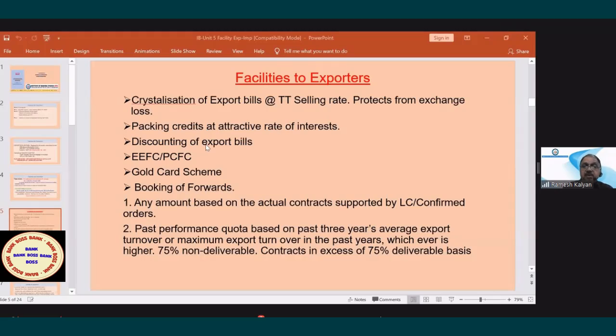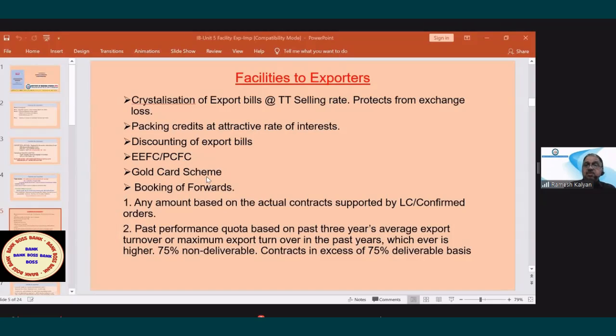And the benefit is discounting of export bills. Any export bill the customer brings, we have to discount it. And also EEFC, Exchange Earners Foreign Currency. This is a foreign currency account enabled for exporters. Whatever proceeds are received, 100% of the amount we can keep in the current account. Any payment for imports can be made from that amount, so that they will not be exposed to exchange rate fluctuation risk. PCFC is packing credit in foreign currency. So there also the interest benefit is there.